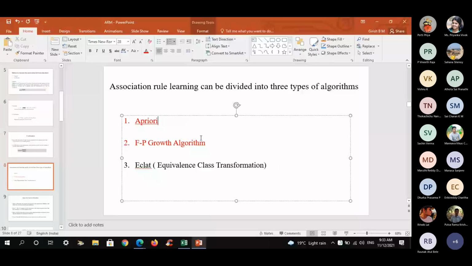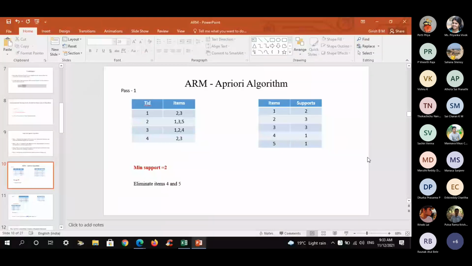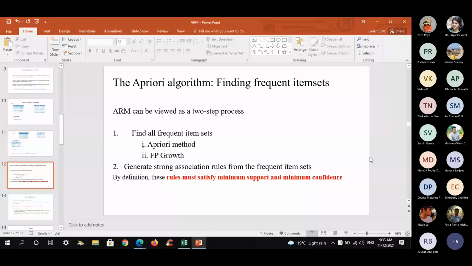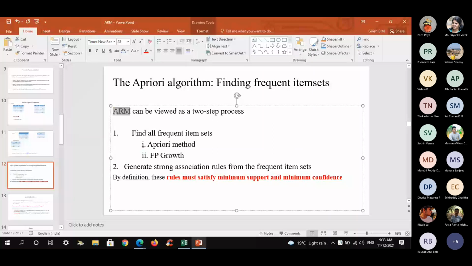You also saw a simple example in the previous class. Today we will solve an example taking a transactional database. You know that the Apriori algorithm is used for finding the frequent item sets. This algorithm is divided into two steps. First step is to find all the frequent item sets. Second, generate the strong association rules from the frequent item sets.